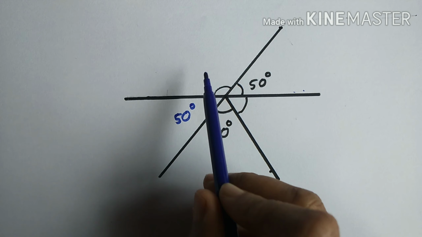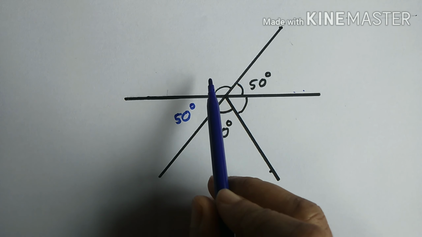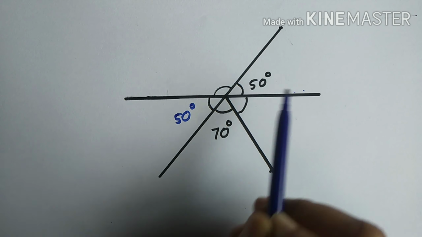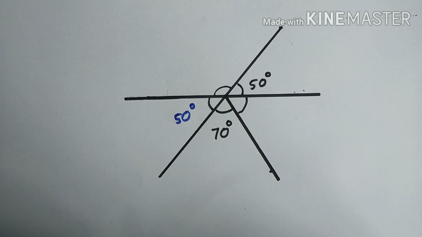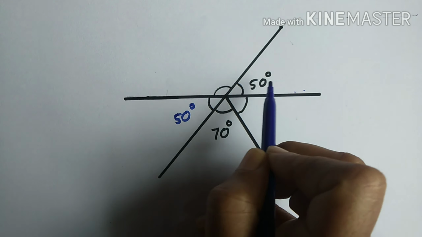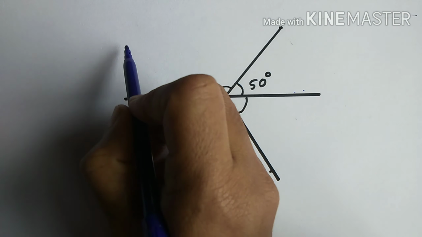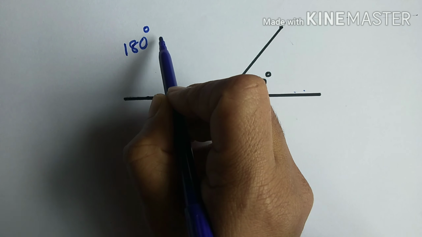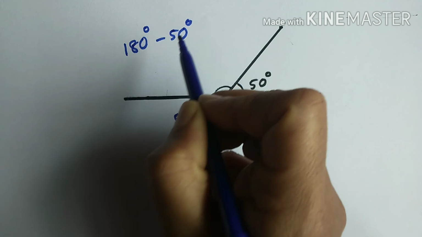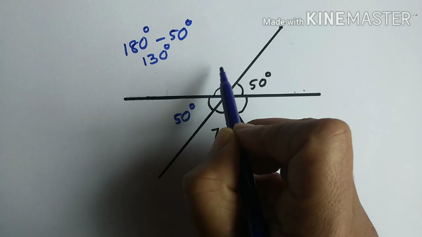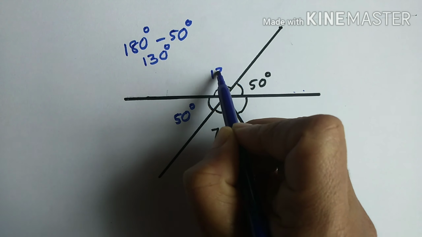Now, let's find this angle. How we will find? Yes, these two angles are in a straight line. We know that when two angles are in a straight line, their sum is 180 degree. So we will get this angle by subtracting this 50 degree from 180 degree. So answer is 130 degree. So this angle is 130 degree.